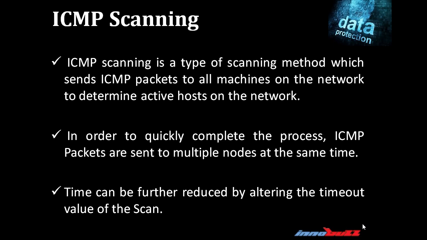Next scanning is ICMP scanning. ICMP scanning is a type of scanning method which sends ICMP packets to all machines on the network to determine active hosts on the network. In order to quickly complete the process, ICMP packets are sent to multiple nodes at the same time. Time can be further reduced by altering the timeout value of the scan. These are all about ICMP scanning.